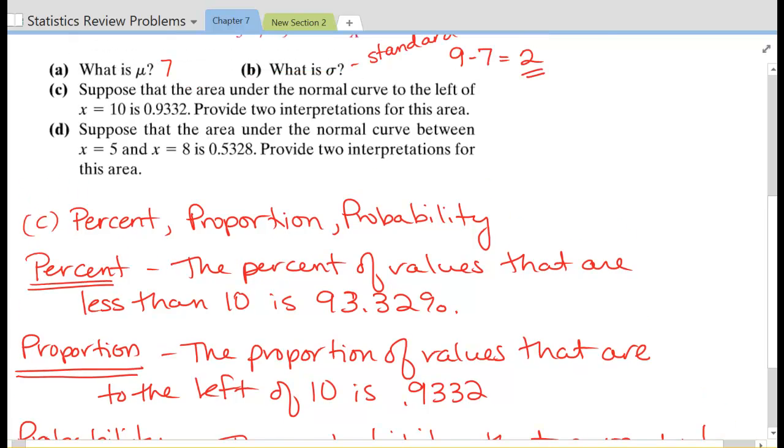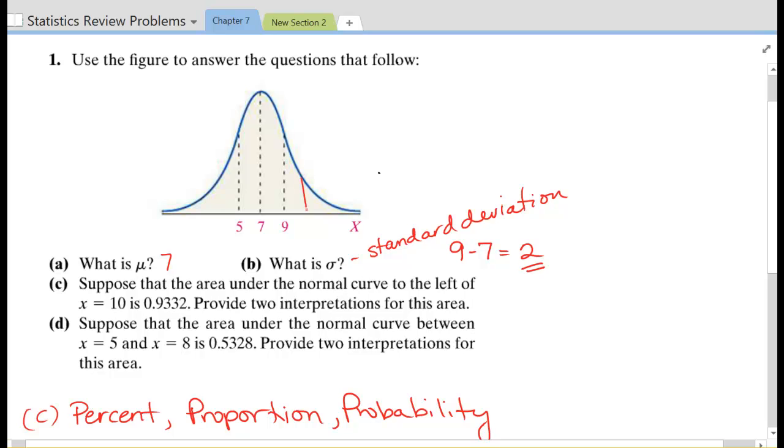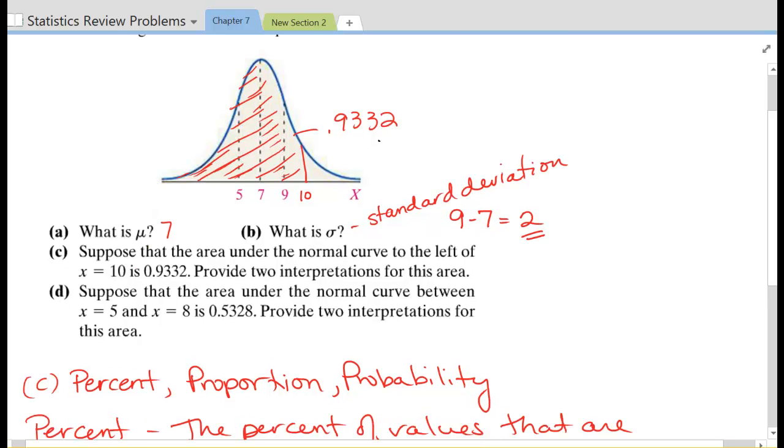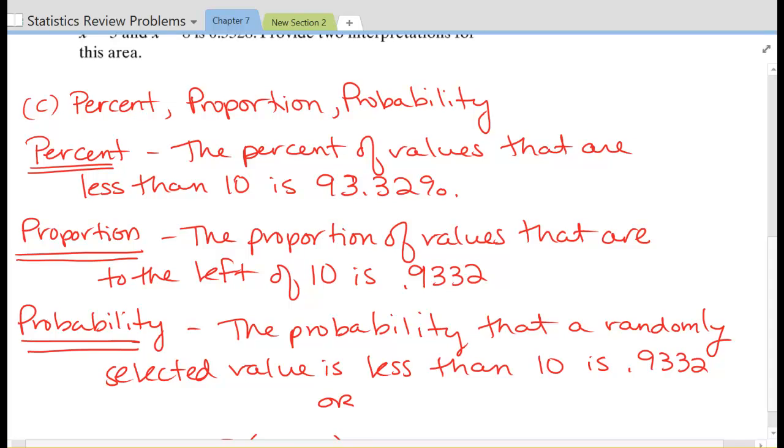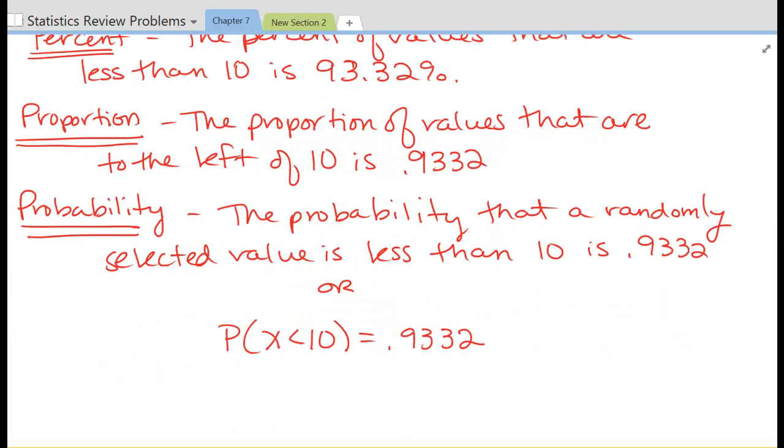So we could look at the graph here, and if I was going to sketch 10 in there and shade the area to the left, the shaded proportion there would be 0.9332. And we could also interpret it in terms of probability. We could say that the probability that a randomly selected value is less than 10 is 0.9332, or symbolically, probability x less than 10 is 0.9332.